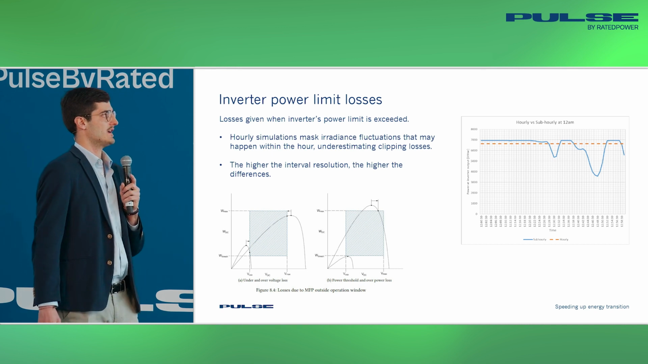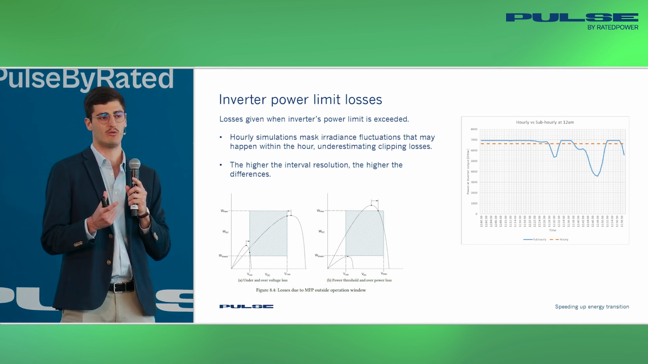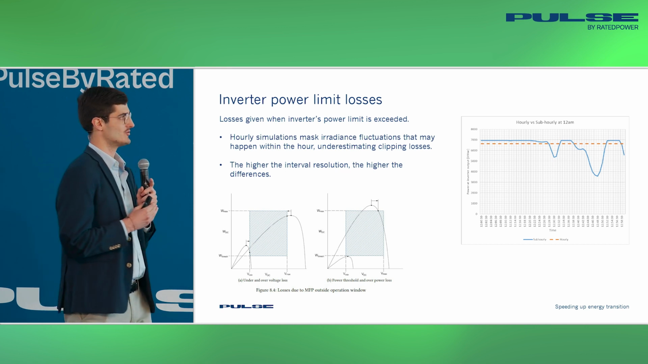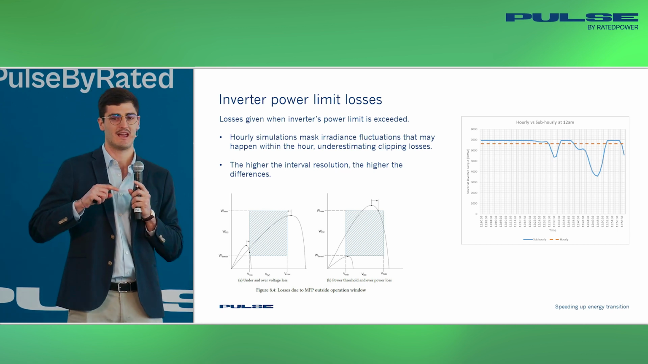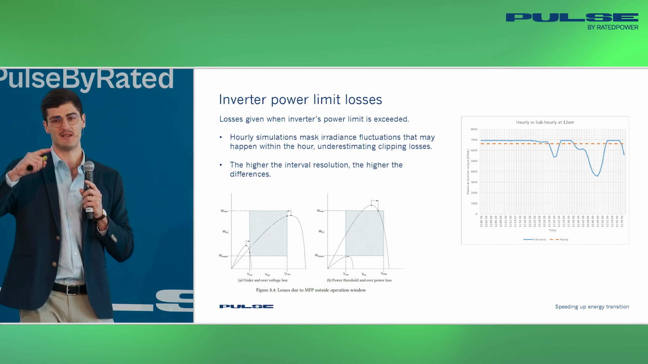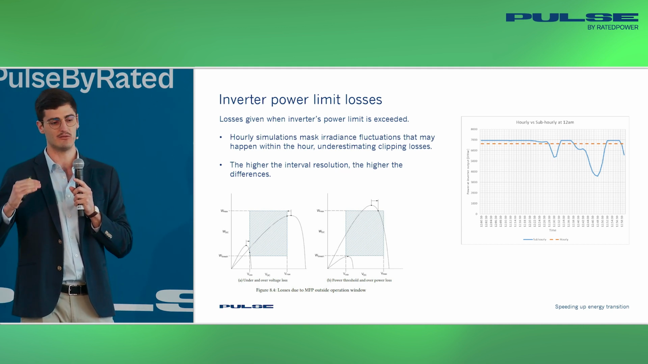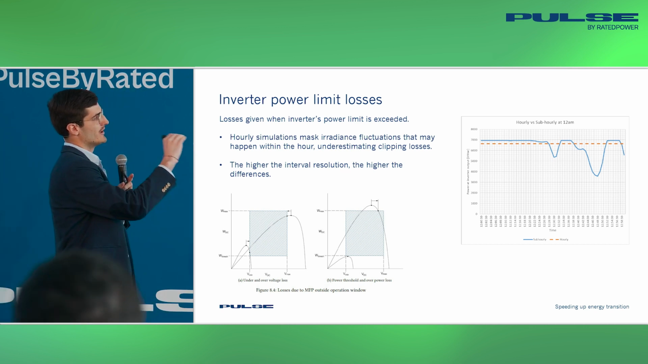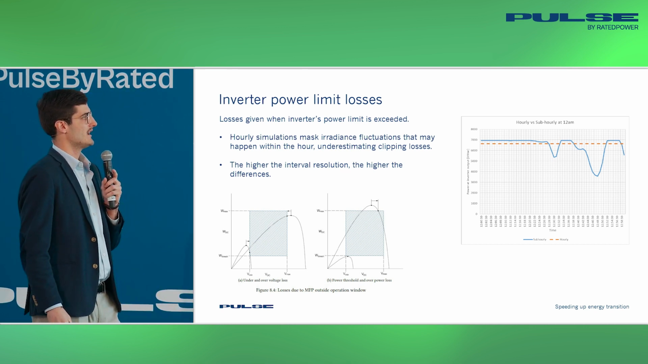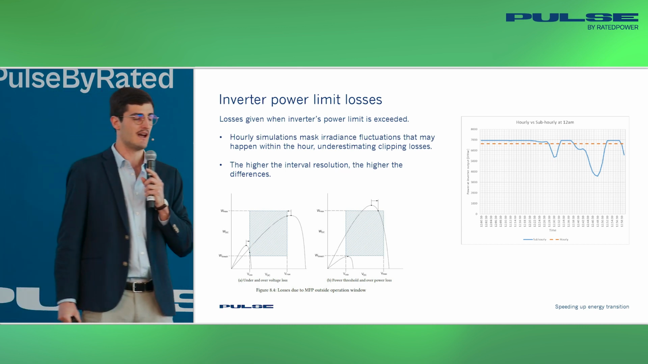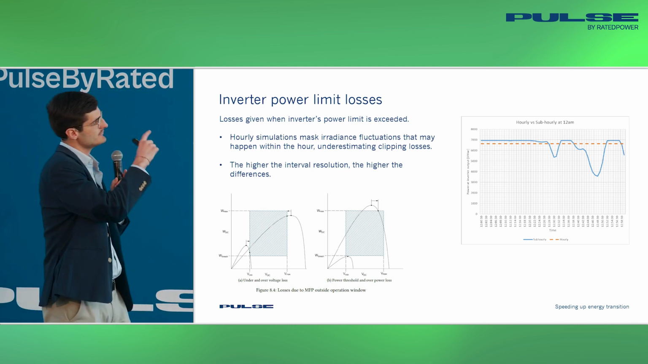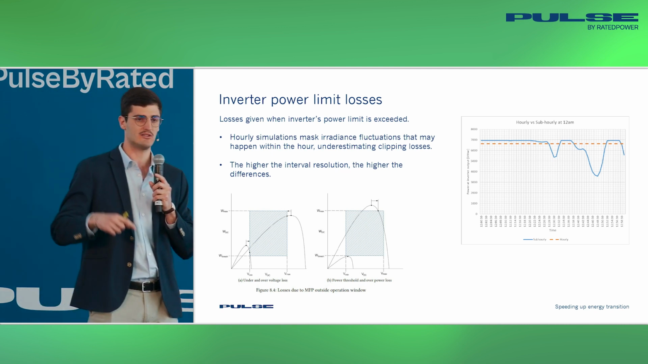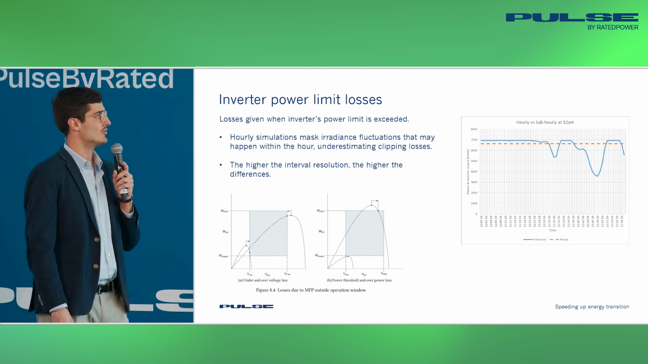And so what happens within 1 hour is that if we have irradiance fluctuations, for sub-hourly simulations, we may be entering in that limit that the inverter has and going down, which is the blue line that we can observe there. At some points the inverter is getting the maximum limit that it has for the DC power, and in some others it's going down. As we have irradiance fluctuations, we will observe that curve.